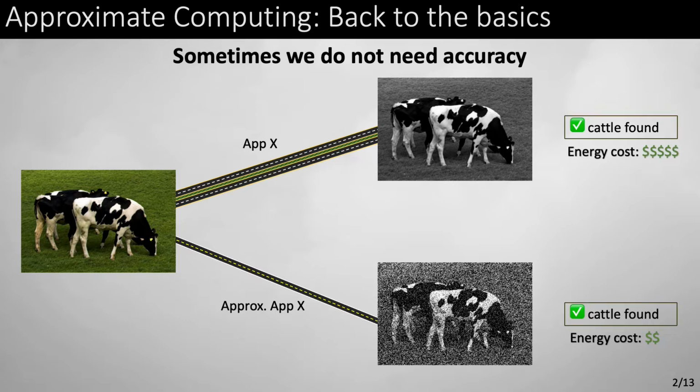At the end of the day, both ways could act the same way for the common goal of finding cattle, but the approximate one is more efficient in some aspect, usually for costing less energy. But how do we evaluate what is a good approximation and what isn't?